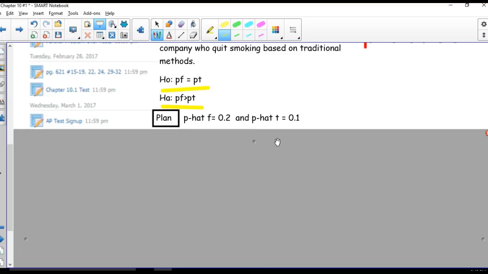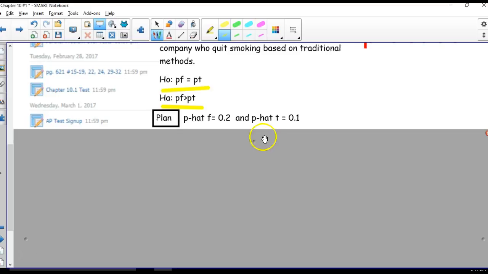The plan step I didn't do totally, just know random. Okay, was there a random assignment? It was most likely volunteers, so that's what you state, just like we did in the beginning. The independence: make sure you state that the two are independent of each other, and then check your 10n is greater than or equal to capital N, which would be all people who smoke and get financial incentives versus all people who smoke or are trying to quit smoking based off the traditional methods.